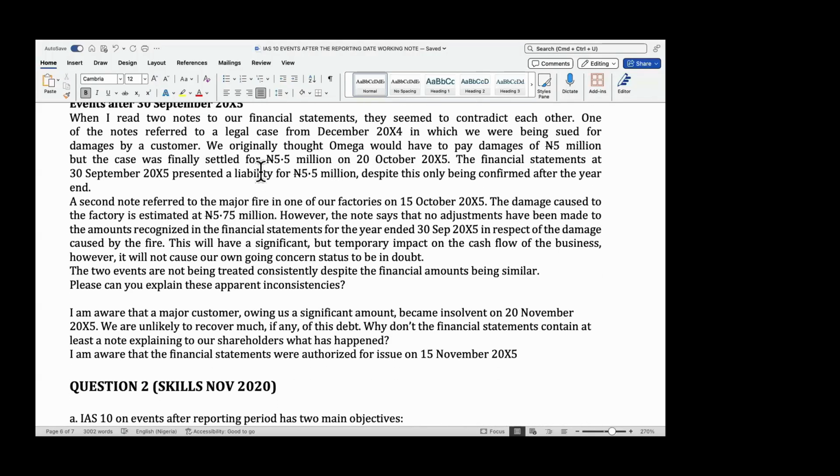Okay. I'm aware that a major customer owing us a significant amount became insolvent on 20th November 2005. We are unlikely to recover much, if any, of this debt. But why don't the financial statements contain at least a note explaining to our shareholders what has happened? I am aware that the financial statements were authorized for issue on 15th of November 2005.